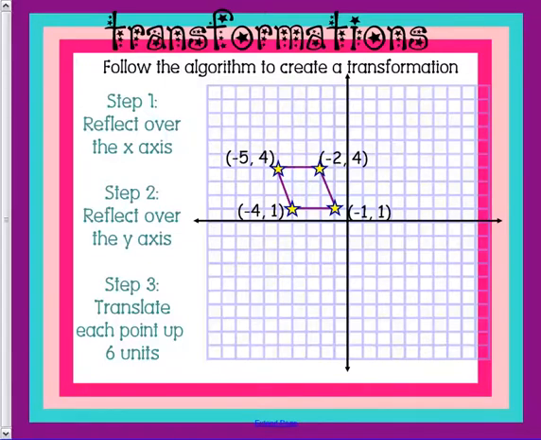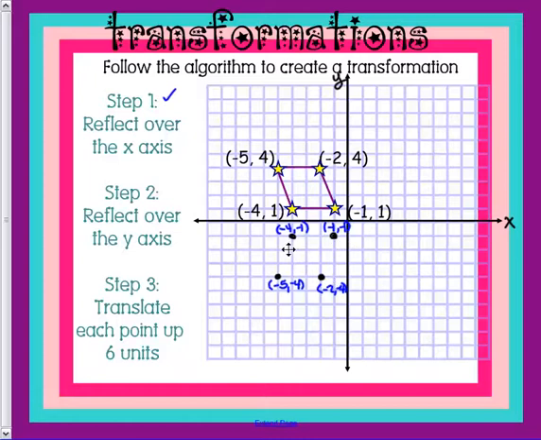All right, so step one is to reflect it over the x-axis. Step 2 is to reflect it over the y-axis, and then step 3 is to translate each point up 6 units. Okay, so this is what that would look like. When you reflect something over the x-axis, all of the y's change. So when we do this, we have -4, -1, -1, -1, -2, -4, and -5, -4. So we just reflected over the x-axis.